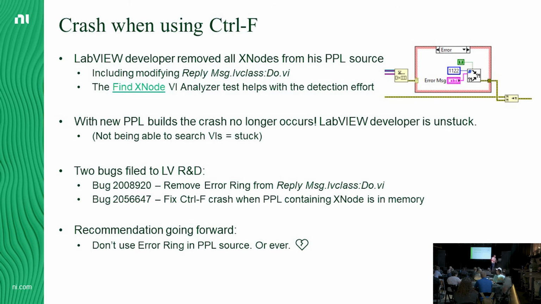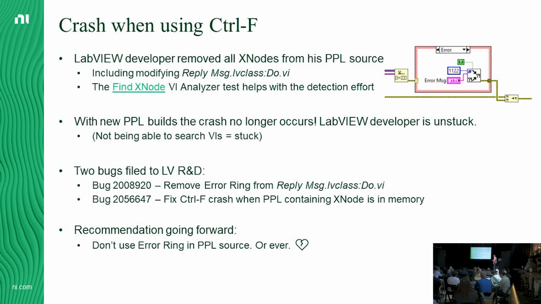So we got him unstuck with the ludicrous change of having to go through his code and find the XNodes and delete them, right? So we got a couple bugs filed to LabVIEW R&D. The first thing we did was we removed that XNode from Active Framework VI. So the next release of LabVIEW, that's going to be gone, so at least we don't have to worry about that. But then there's a second bug of more generally, why is LabVIEW crashing whenever we're doing a Control F? So we're going to look into that, and that won't be fixed in the LabVIEW that's about to come out, but hopefully they'll be able to fix it soon.